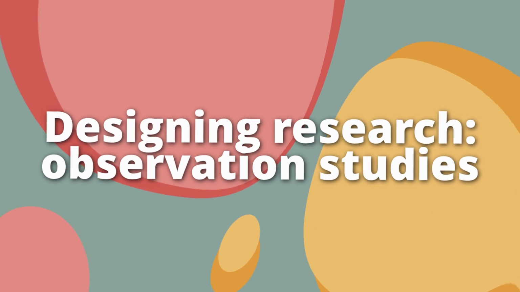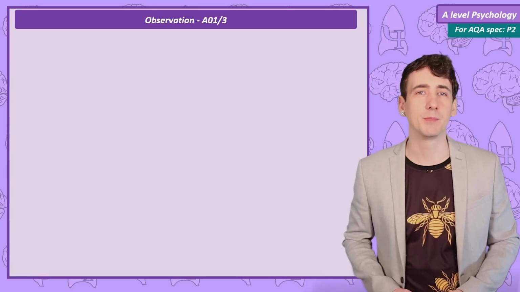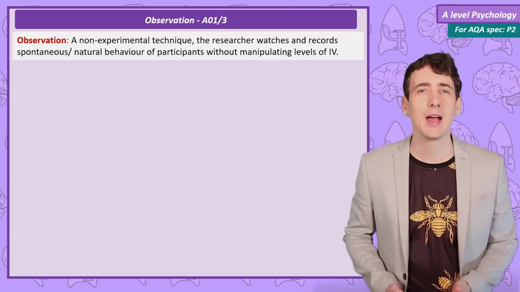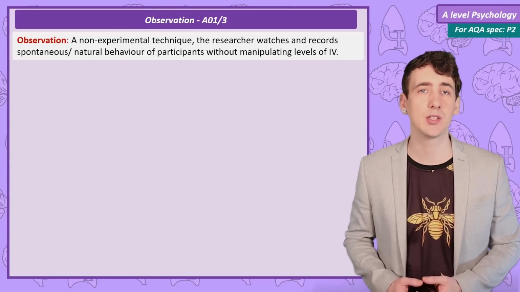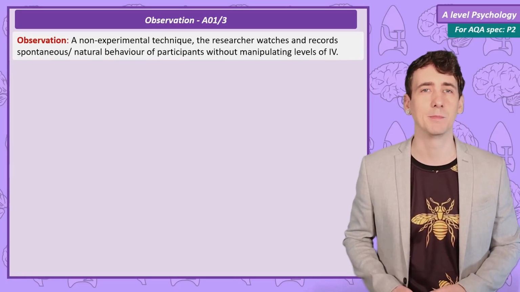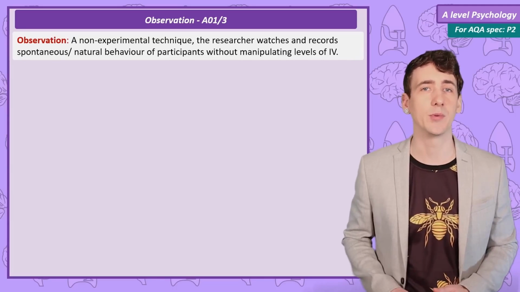Designing research: observation studies. So we should probably start by defining an observation. This is researchers watching and recording behaviour as it happens. As simple as this sounds, the researcher has choices to make about the type of observation they want to conduct, and this might depend on the research question that they're investigating. One choice they need to make is between a controlled and a naturalistic observation.